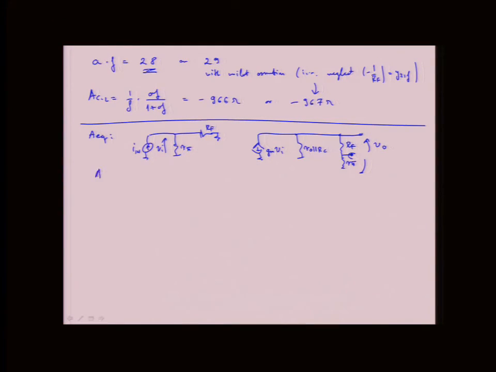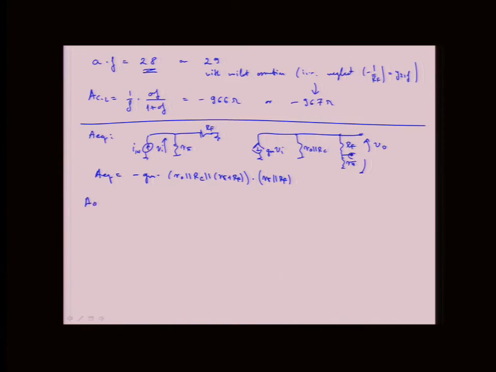So in this case, A equivalent is minus GM times, and then almost identical, RO in parallel with RC, in parallel, now the output is R pi plus RF, and then times R pi in parallel with RF. That's the voltage that develops.